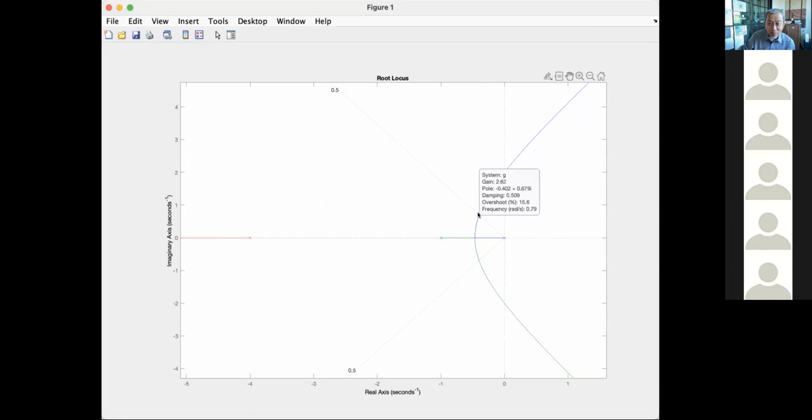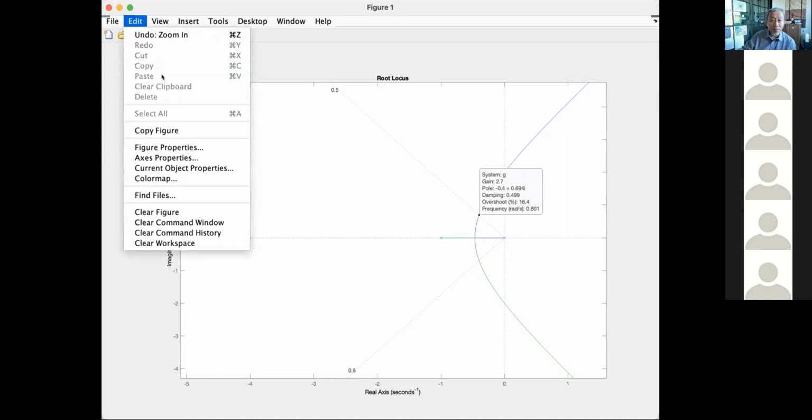I share the concept. 0.499, about 0.5. Okay, so the pole is minus 0.4 plus j 0.69, which is more or less the same as what we found in the slide in 73. Still, okay, edit, copy figure.